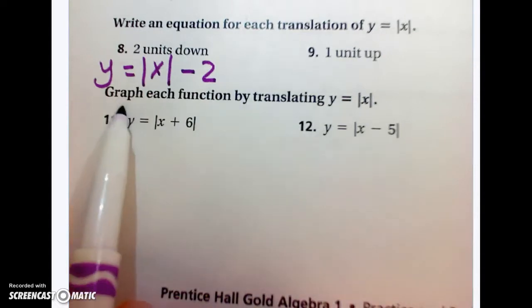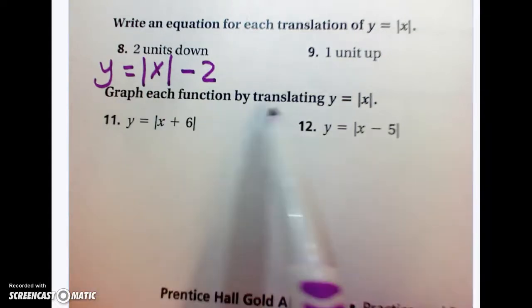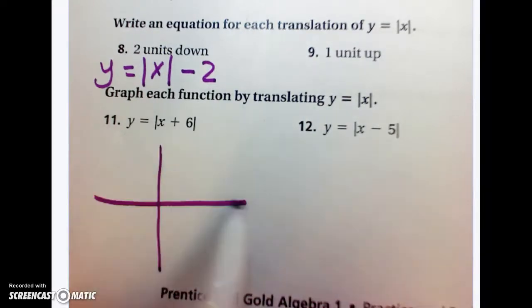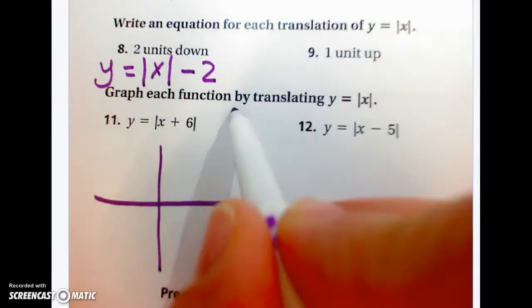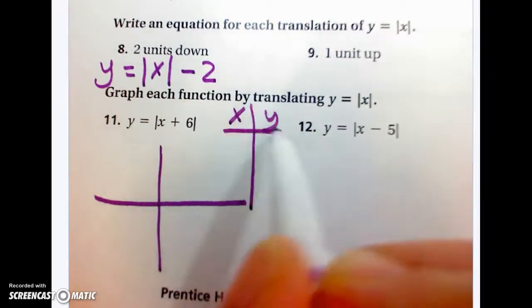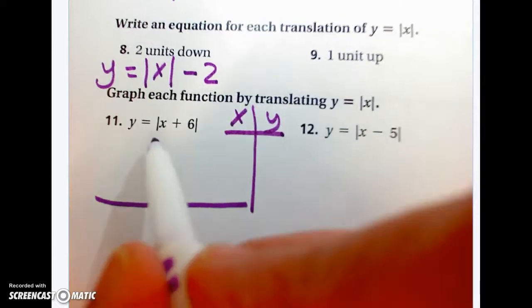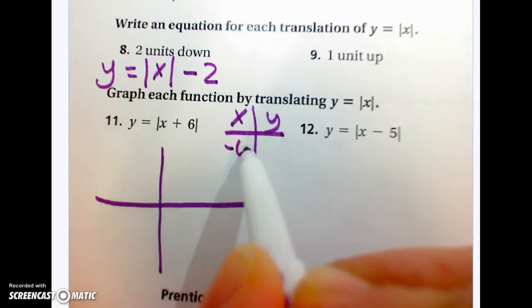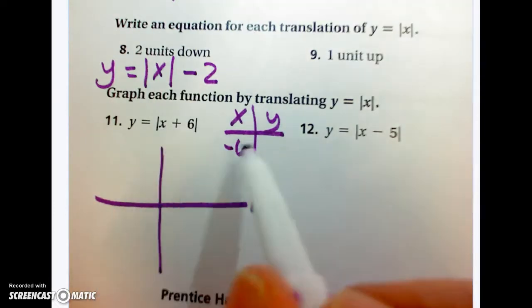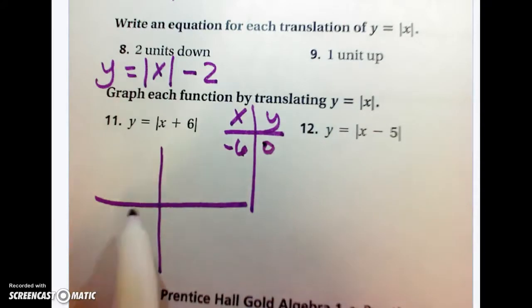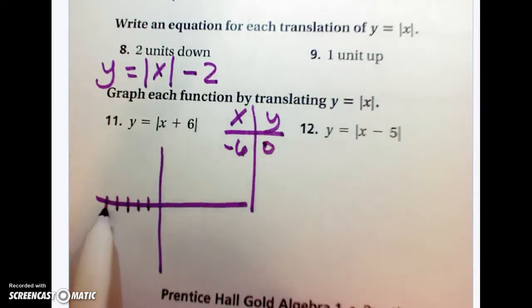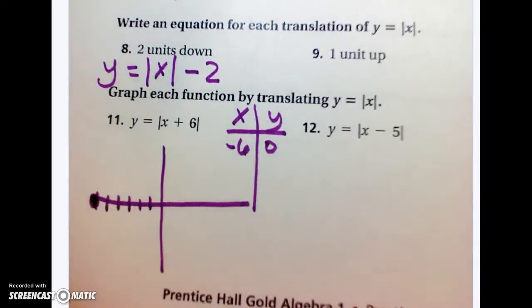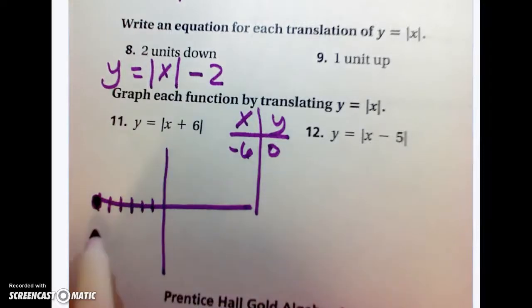So the next section, graph each function by translating y is equal to the absolute value of x. So when we are inside, something different is going to happen. So what we do is we pick the opposite of whatever this number is. So I'm going to put in a -6. -6 plus 6 is 0. So 1, 2, 3, 4, 5, 6. So at -6, 0 is my first point.